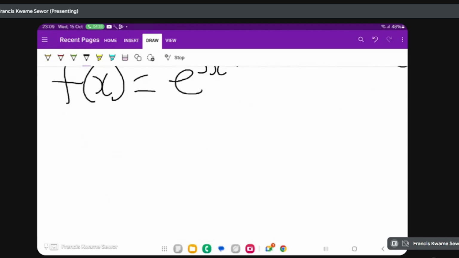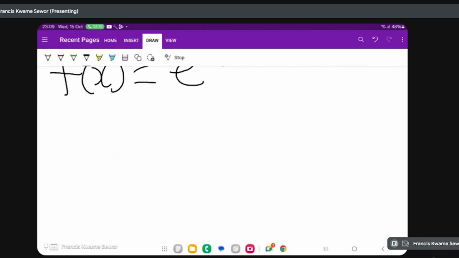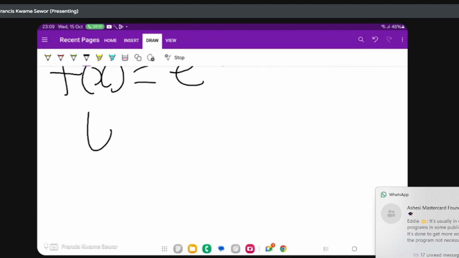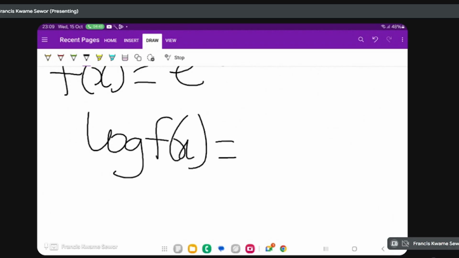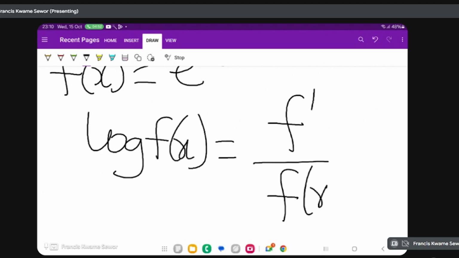Let me just do the logarithmic one. If you have log of f of x, and you are differentiating a log function, you just do f prime over the original function. This is what you do whenever you meet any log.